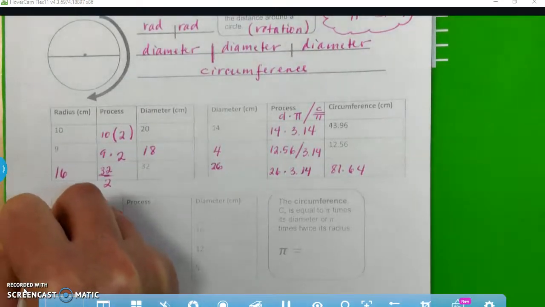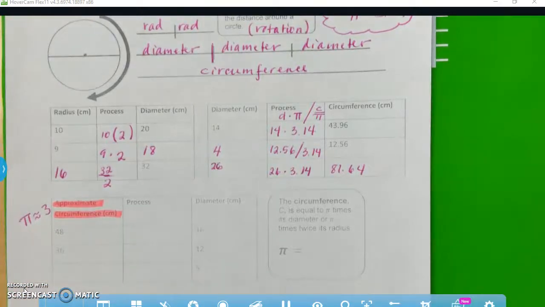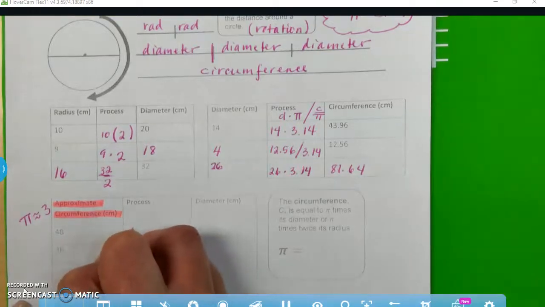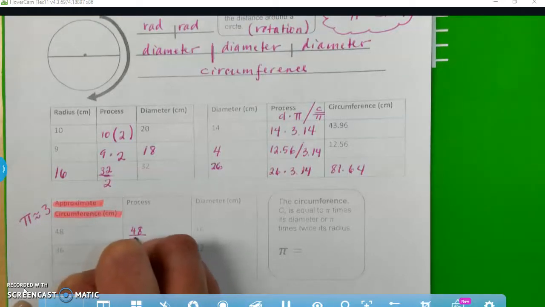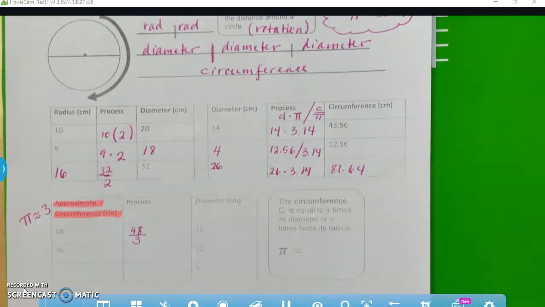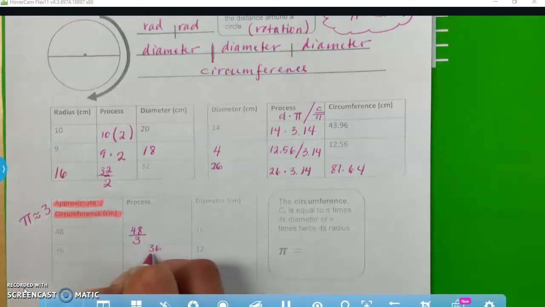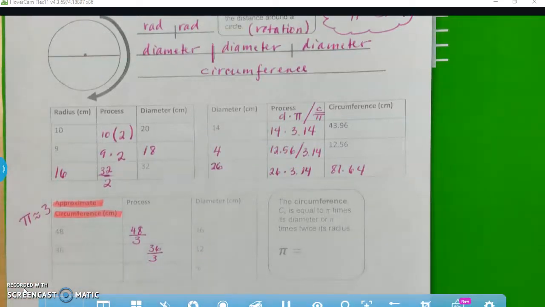So let's just do this. We're going to say pi is about 3, and that will help us with our process. So we have circumference, we need to find diameter. How would you go from 48 to 16? This is our division process. So 48 divided by 3 will give us 16. Then we have an approximate circumference of 36 and a diameter of 12. What is the relationship? Hope you see the pattern here. Yes, it is division by 3.